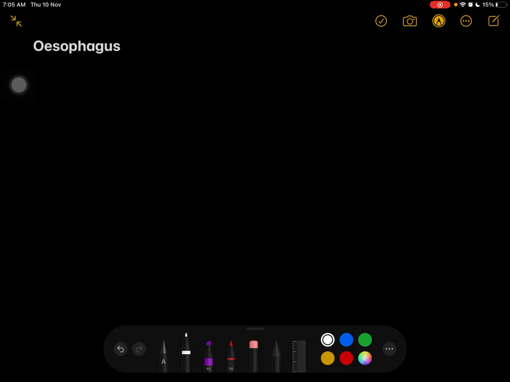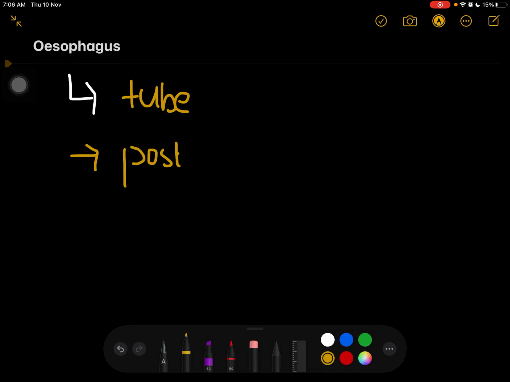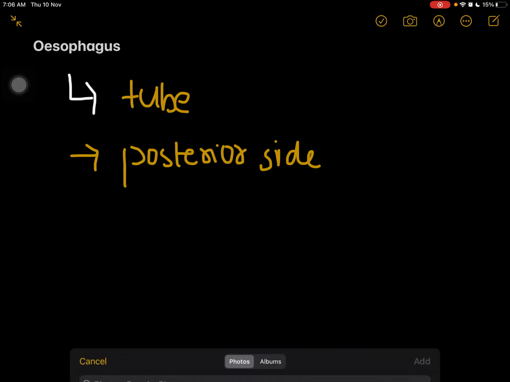So today we will be talking about the esophagus. So basically, what is the esophagus? The esophagus is a tube which is present on the posterior side. Let me show you the diagram of it.